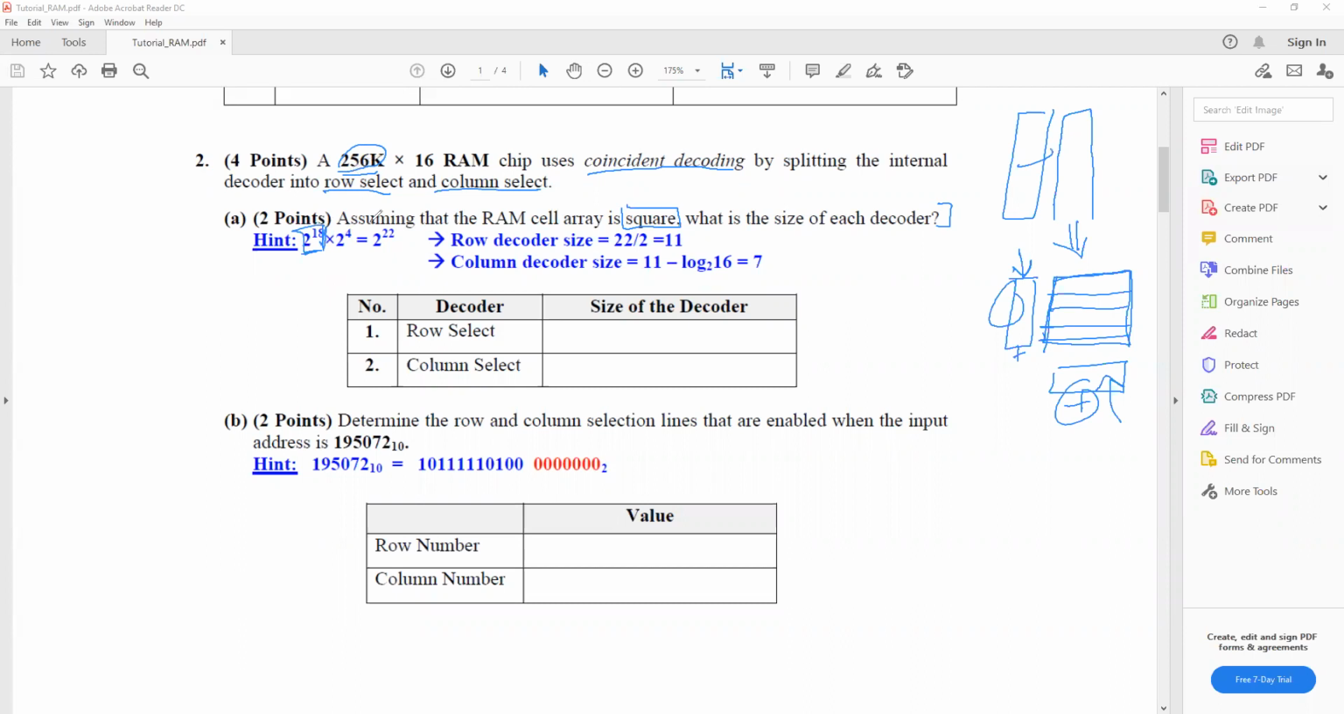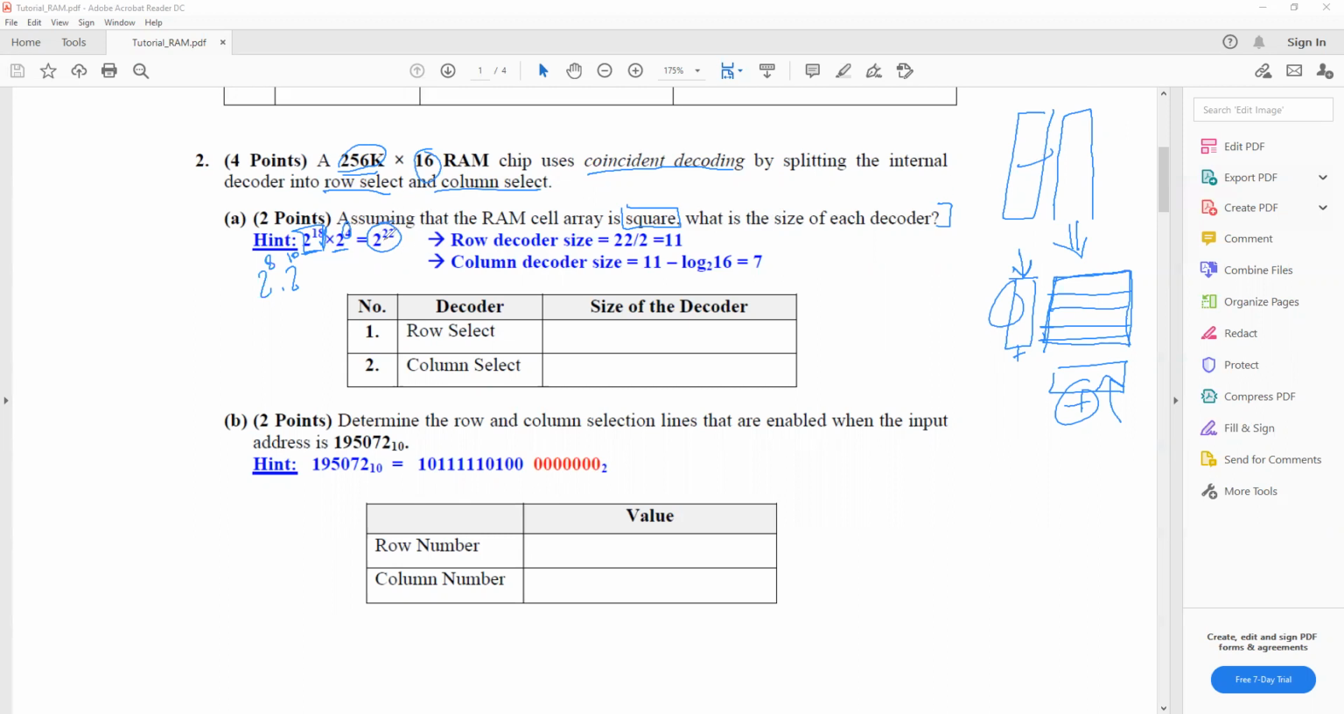2 to the 18 is 256K, which is 2 to the 8 multiplied by 2 to the 10. That's 2 to the 18. And then we have 16 bits per word, so that's 2 to the 4, which is 16. So the total you have 2 to the 22. Okay, you have 2 to the 22 bits in your whole system.